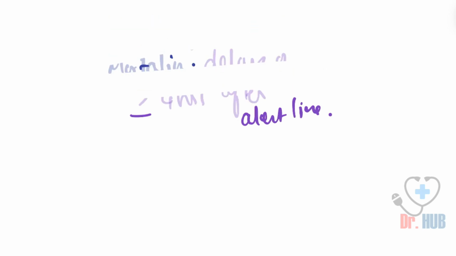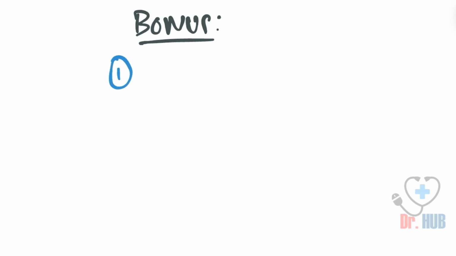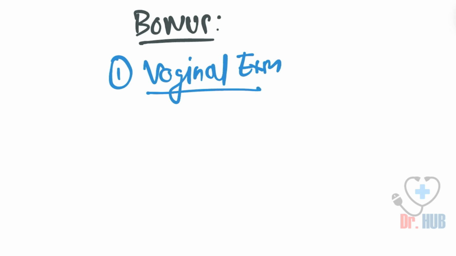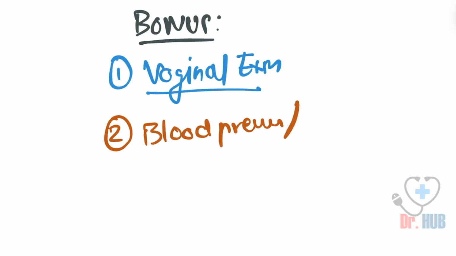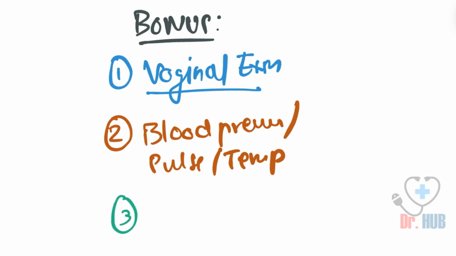Now we move on to some bonus questions which can be answered in the comments. The first question we would like to ask is, talk about the vaginal examination in the partograph and how significant is it? The second question will be, talk about the measurement of blood pressure as well as pulse and temperature. How are they measured, what is the frequency of measurement, what is the significance, and what is the treatment in case of alteration of the same?